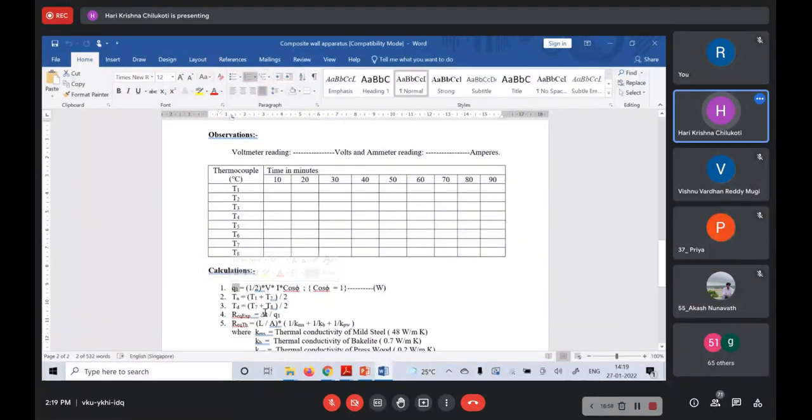Now we know the delta T, the temperature difference, divided by the heat transfer rate. We can substitute these two quantities, and then we can find the equivalent thermal resistance of a composite wall experimentally. Now we can cross-check how accurate the experimentally measured value is by comparing it with the theoretically obtained value. This is the equivalent thermal resistance.